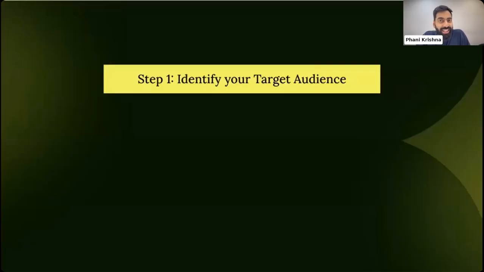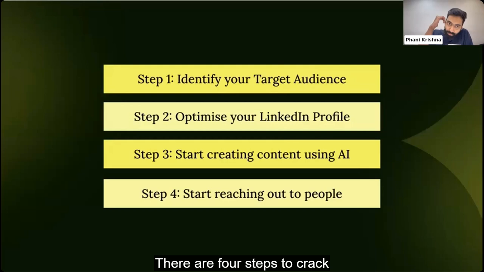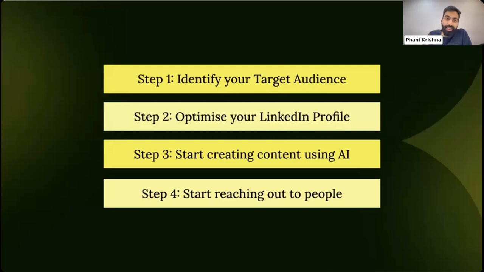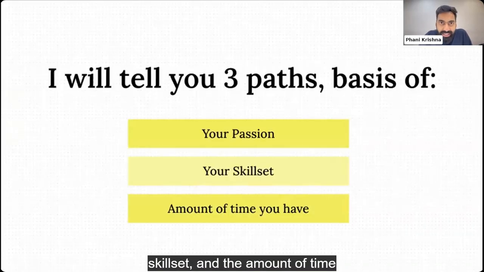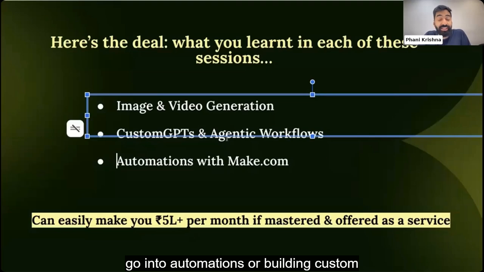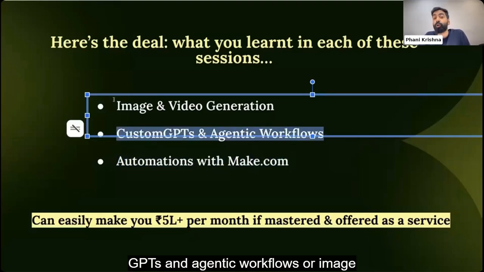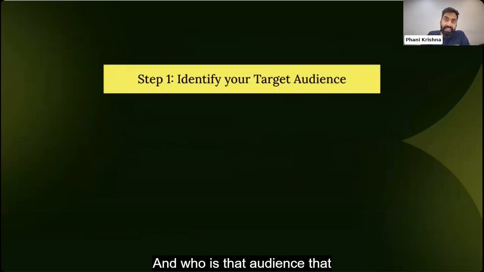What do I mean by that? I'll quickly do a 5-minute masterclass on LinkedIn, right? There are 4 steps to crack the LinkedIn game. Step one, identify your target audience. What do I mean by that? I spoke about your passion, your skill set, and the amount of time that you have. I spoke about whether you should go into automations or building custom GPTs and agentic workflows or image and video generation, right? You have to understand what is the service that you can provide and who is that audience that would take that service from you, and start finding that audience on LinkedIn.